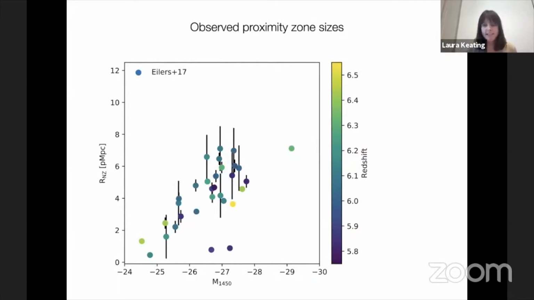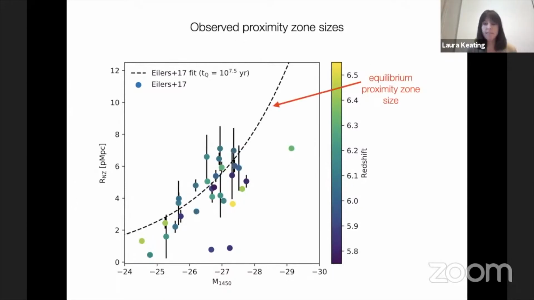So Christina Eilers has really spearheaded this in the last couple of years, putting together a really nice sample of observed proximity zone sizes. And this is how a sample from her 2017 paper looks, with proximity zone size as a function of the quasar magnitude, and the colors of the points are just the redshift of the objects. And so I can plot this equilibrium proximity zone size that I mentioned before on top of this.